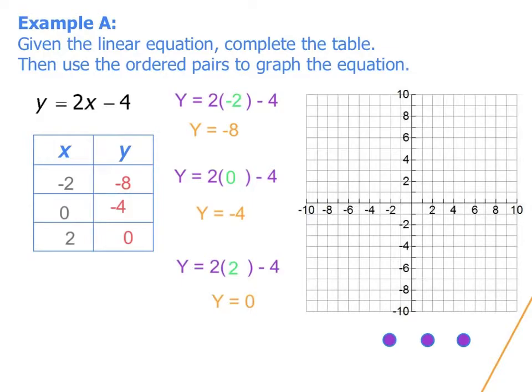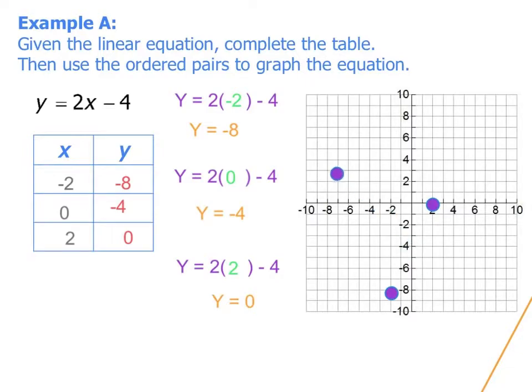I need at least 2 points to connect the dots because, again, I'm going to make a line when I graph my linear equation. So let's plot our points and make sure they end up in a line. So negative 2, negative 8, and I put a dot. 0 and negative 4, and I put a dot. And 2 and 0, and I put a dot. Notice that my points make a line, just like I said my linear equation would.